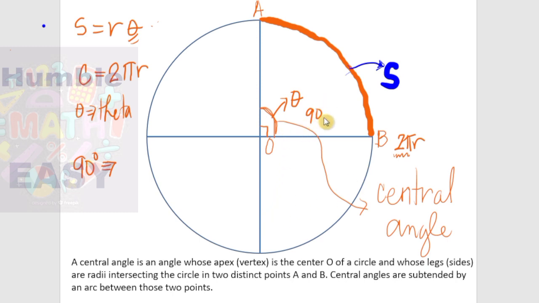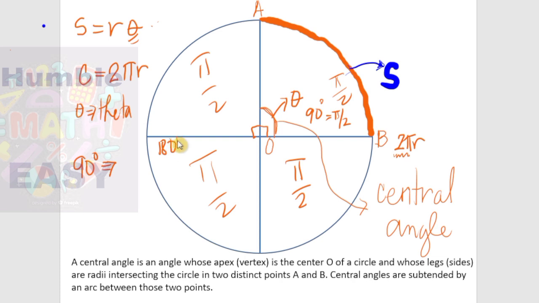Since it is divided into 4 equal parts, with 2 pi as a whole, each part is pi over 2, pi over 2, pi over 2, and another pi over 2. So the 90-degree angle is equivalent to pi over 2. Take note of that. And if we have another set, this is now a 180-degree angle.